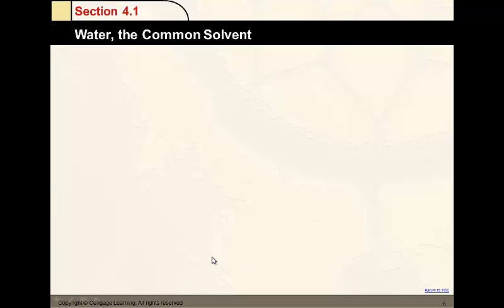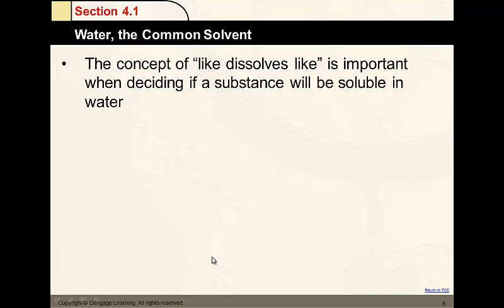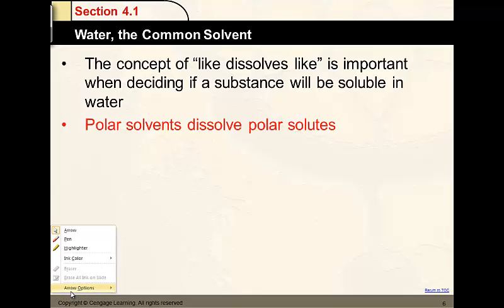One thing that's important to note is that this concept of like dissolves like will explain what is and is not soluble in water. Water is a polar solvent, so it will dissolve other things that are polar. Examples of this might include any kind of an alcohol molecule or something like acetone, which is nail polish remover, that would also dissolve.